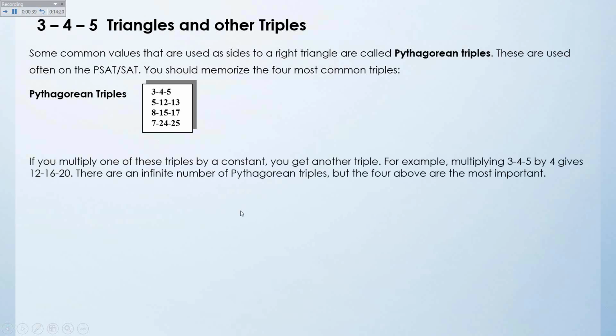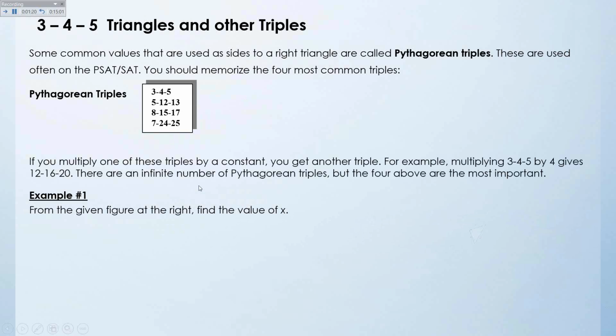Now, there are an infinite number of these, because anytime that you multiply any of these together, you get another one. So if I multiplied this set by 2, I would have 6, 8, 10. And that's a very common one that they use on the test. If I multiplied it by 3, I would have 9, 12, 15. So any multiples of these are also triples. But you have to memorize this list. And as we get on our meeting, I'll show you a cute little way to memorize them. But I'd rather you start now memorizing them, and then you can just tell me later that you already know them.